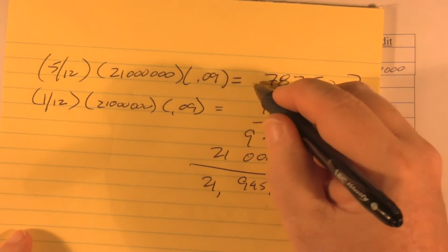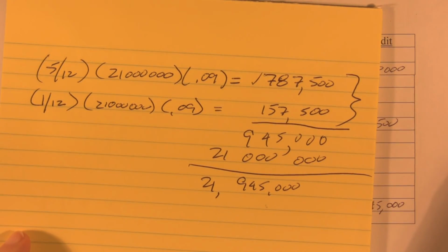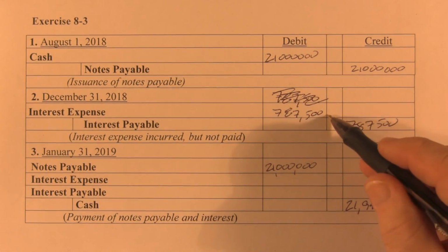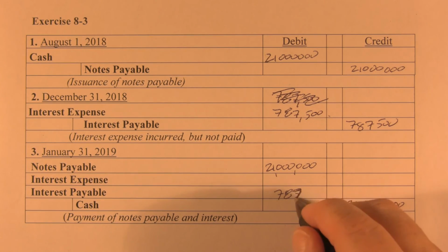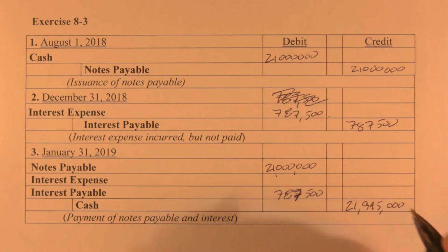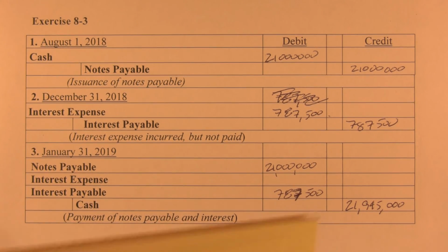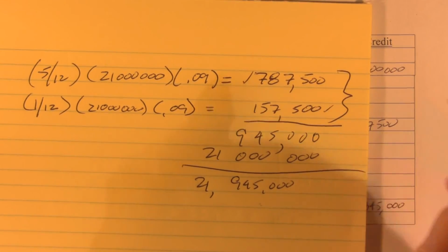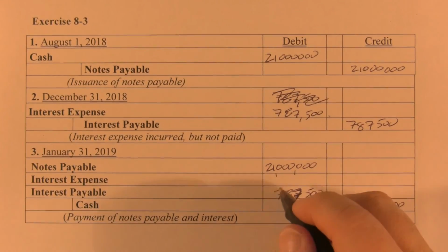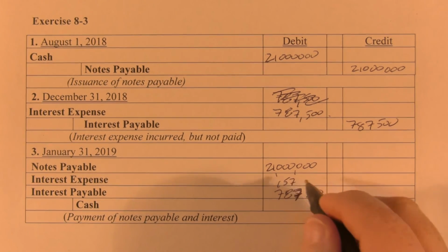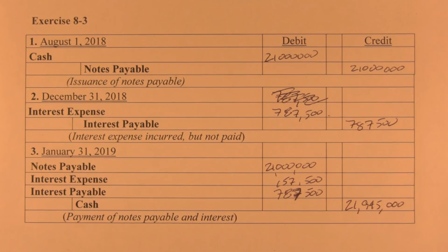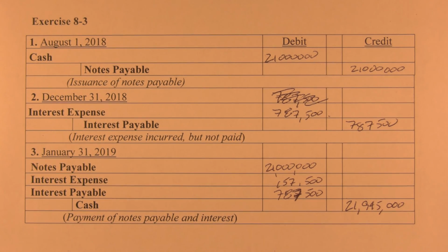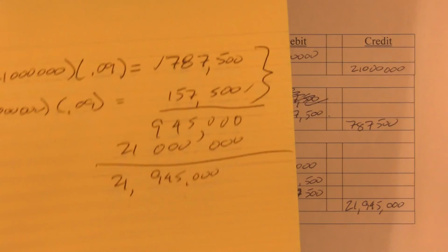We're going to be paying off the interest we recognized from last year. That's our interest payable of $787,500, and we're going to be paying the interest for 1 month of this year of $157,500. Not difficult, you just had to make sure you put the pieces in the right places and got all of them.